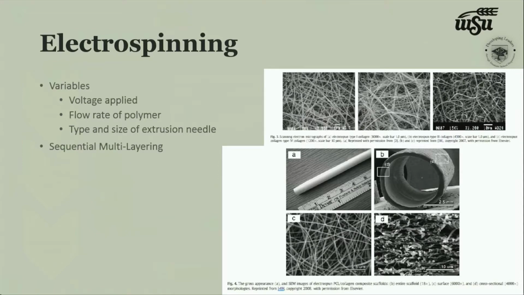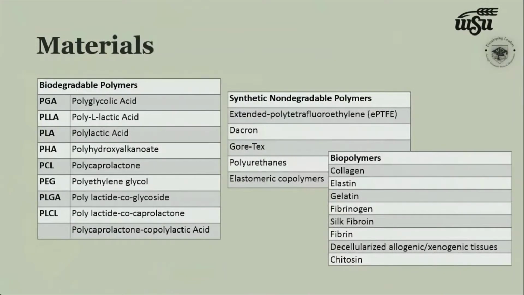So this is a very close picture of a scaffold like this. And this is our tubular scaffold that we need to create. So electrospinning also allows for sequential multi-layering. And the sequential multi-layering can be done with different materials. So materials that are used for blood vessel creation are biodegradable polymers, synthetic non-degradable polymers, and biopolymers.